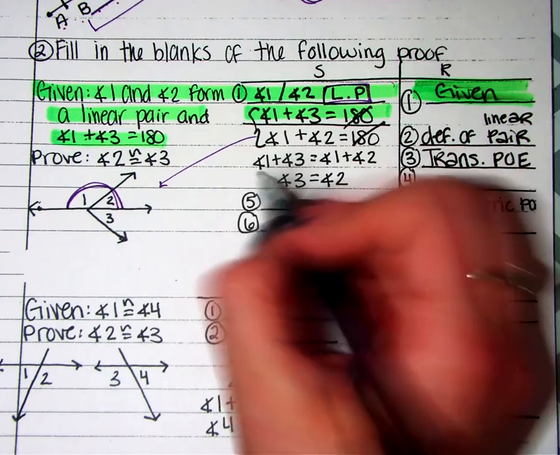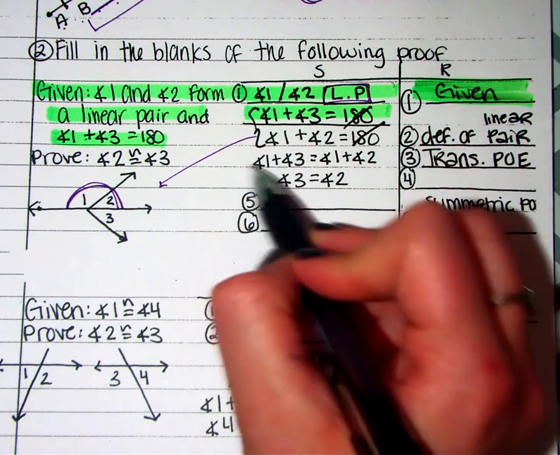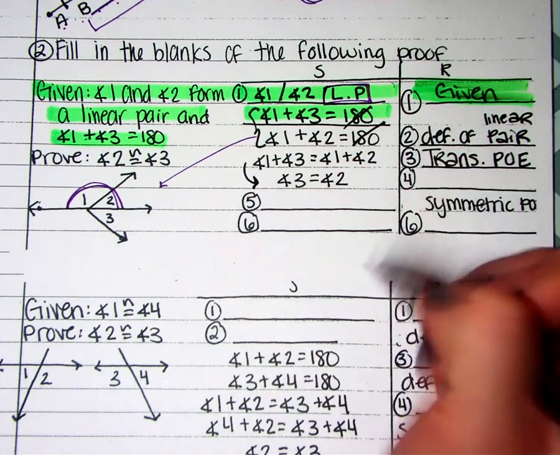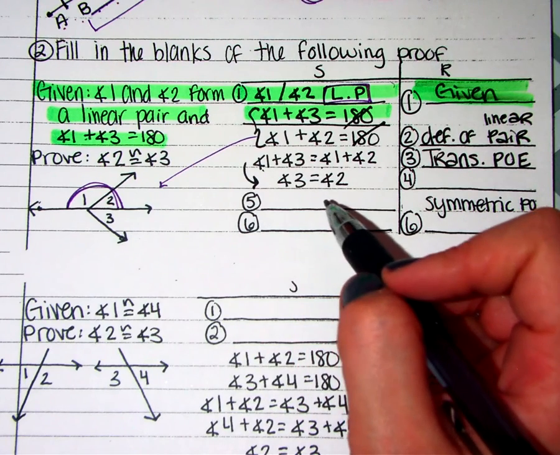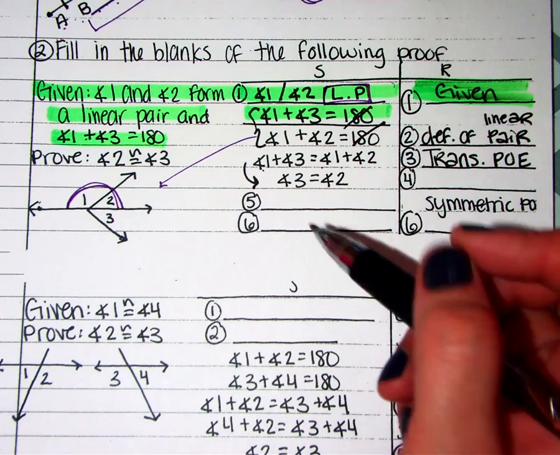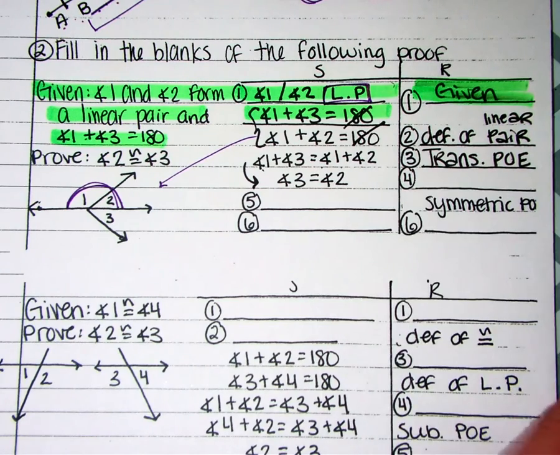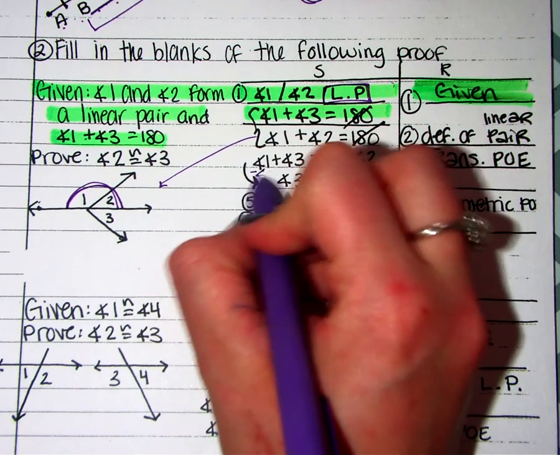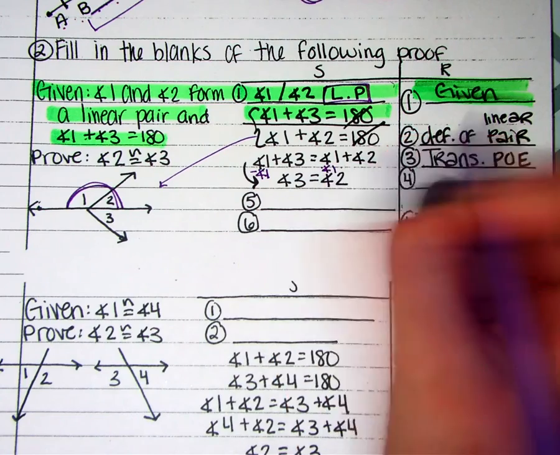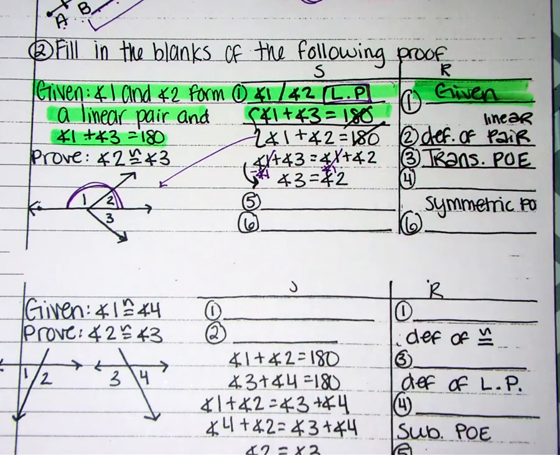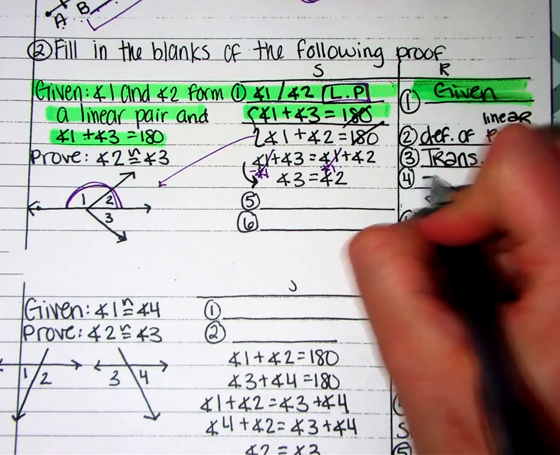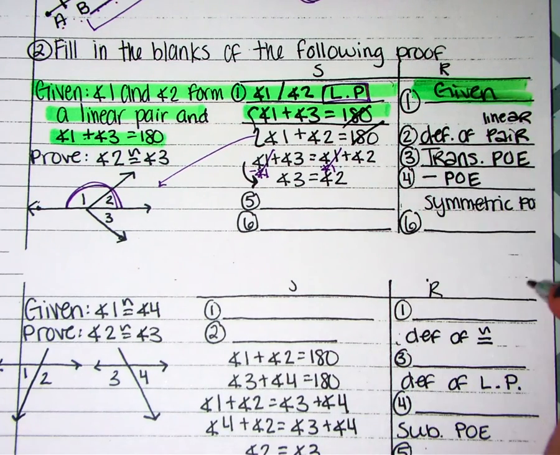To get from step 3 to step 4, it looks like our angle 1's disappear. And we know mathematically we can't just put "disappear" as our reason. If we move angle 1 to the other side using subtraction, the angle 1's will cancel, leaving us with angle 3 equal to angle 2. So this reason is the subtraction property of equality.